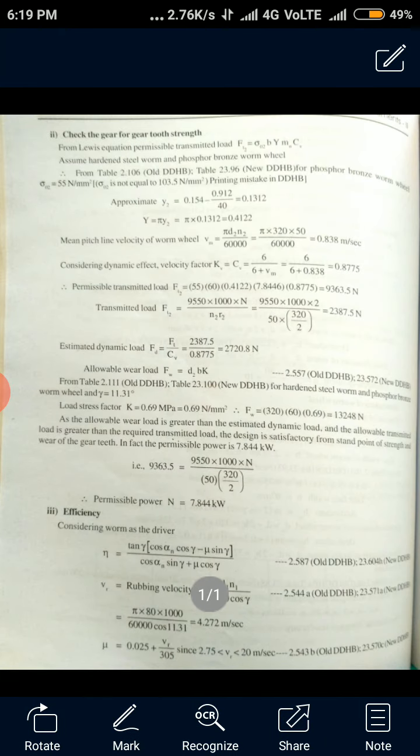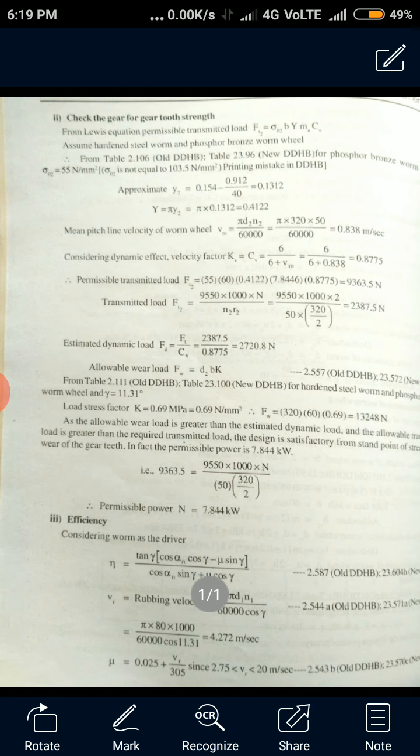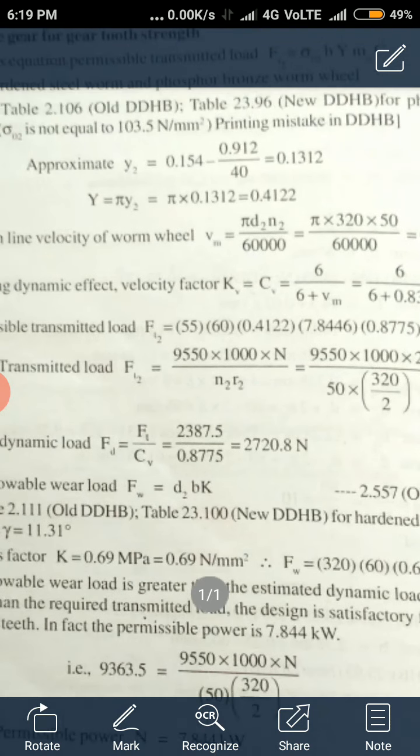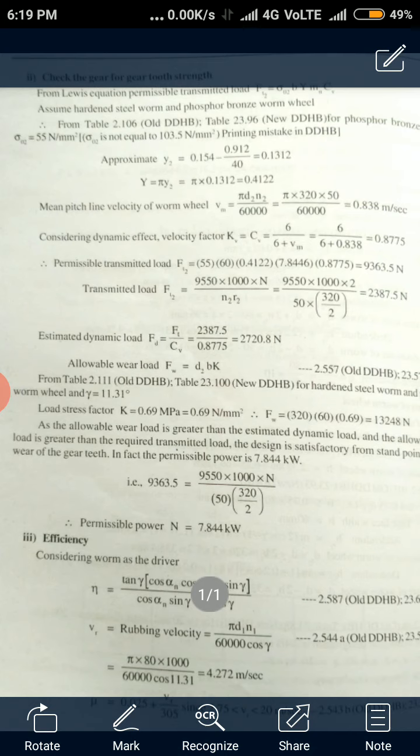Now we'll go for checking the tangential tooth load by the Lewis equation. As you know, worm gear is always the weaker member, so you can write Ft2 equal to sigma 02 b capital Y mn Cv. The material for the worm gear is the same as we did in the first problem. Always keep in mind, the worm is made of hardened steel and the worm wheel is made of phosphor bronze.